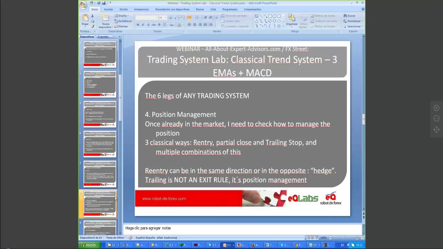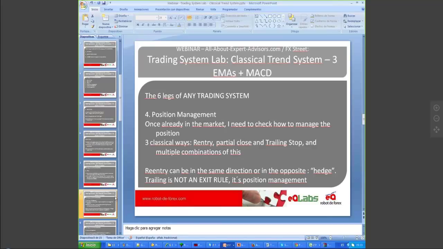Now, trading method. Position management is leg number four of a trading system. Once you are already in the market, you cannot call the broker and say, listen, the trade is wrong, can you erase it? It doesn't work like that. So you need to do something with this trade. And there are three ways to handle this. First one, you can re-enter the trade. That means if you make a buy, you can rebuy again on a lower level. You can make a partial close. You can say, okay, I was wrong, let me exit with half of the lot size, or you can use a trailing stop.